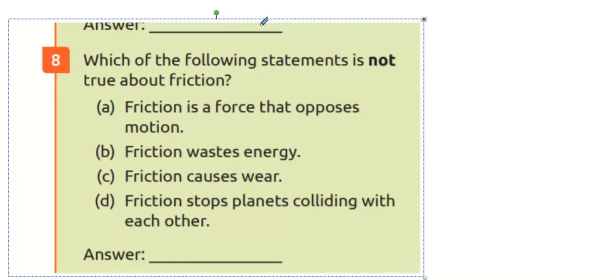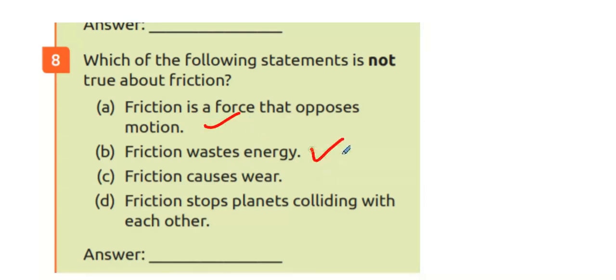Okie dokie. Which of the following statements is not true about friction? Friction is a force that opposes motion. That's true. Friction wastes energy. That's true. Friction causes wear. That's true. Friction stops planets colliding with each other. That is completely false.